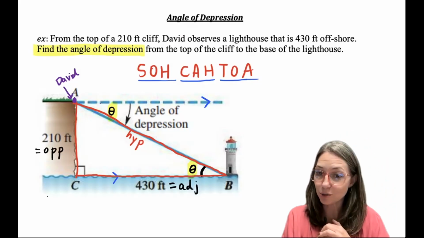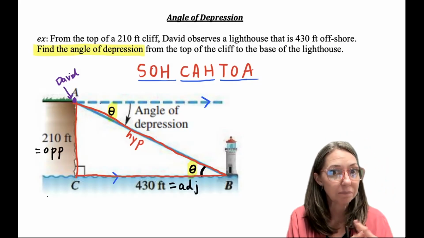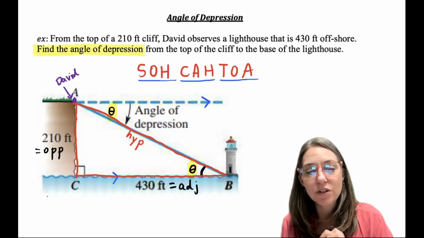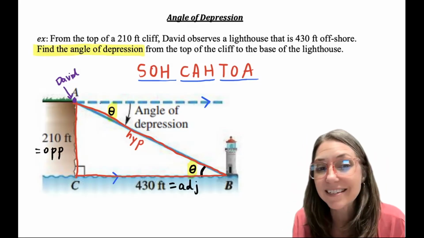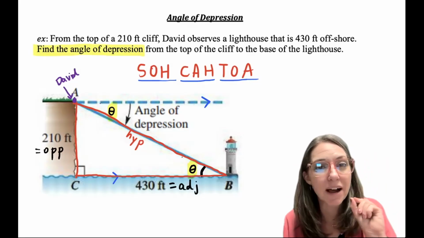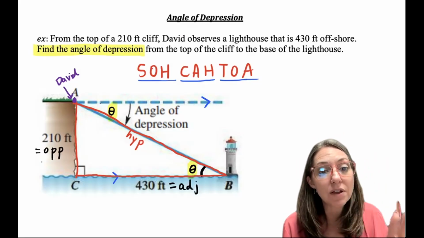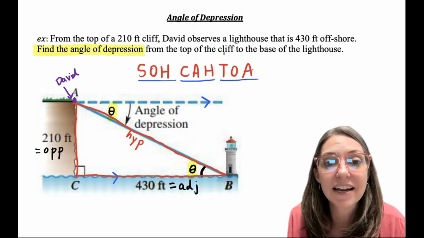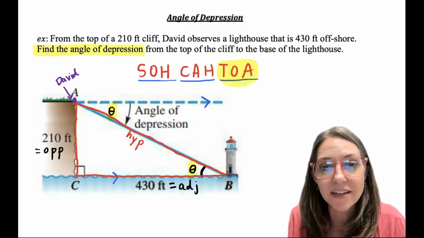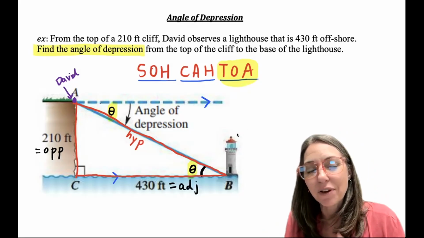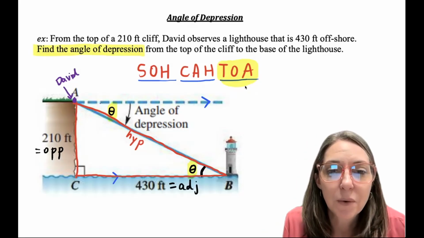So we get to choose. Do we want to use sine, cosine, or tangent? Technically you could use any, but the easiest of those three choices is going to be the one that does not involve the hypotenuse because I'm not given the hypotenuse, nor do I care to find it. I'm trying to find the angle. We do know the opposite and adjacent, which makes tangent the best choice. You could use the Pythagorean theorem to find the hypotenuse and then use any of the three, but that's just extra work. So we're going to use tangent, right?